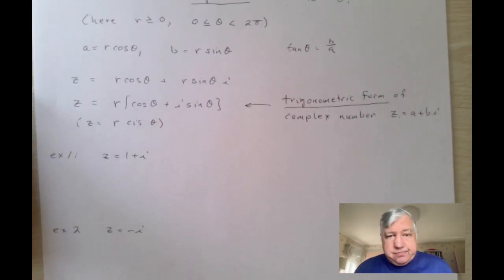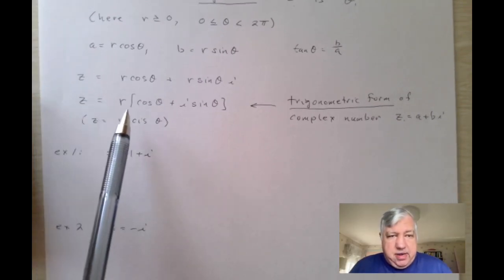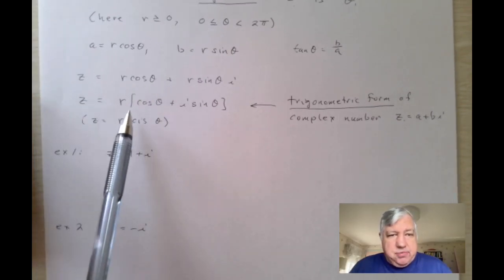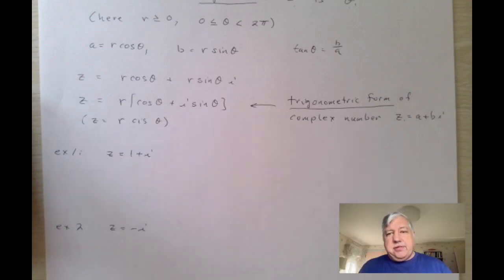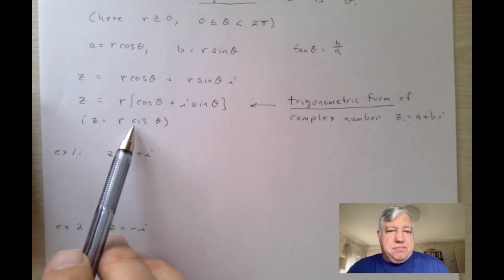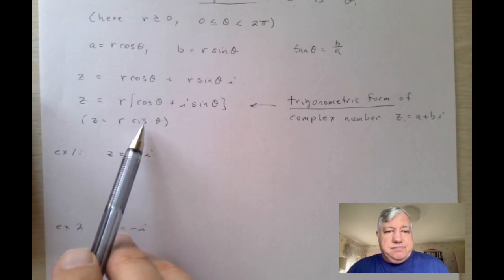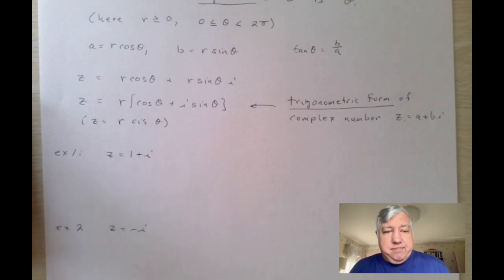So with all this in mind, z now can be written as, if we factor out the r, r times the quantity cosine theta plus i sine theta, and this is what we call the trigonometric form of a complex number. As shorthand, we sometimes write r cis theta, where cis means cosine, i (imaginary, square root of negative 1), and sine.